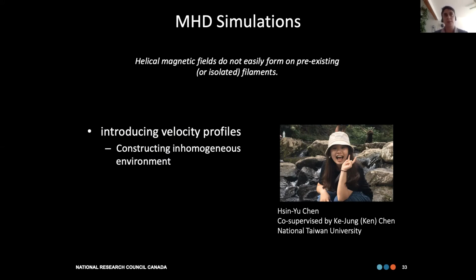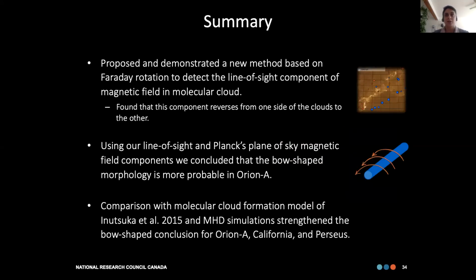And so far, with the simulations that we've had, we've concluded that it's not really easy to generate helical fields on an isolated filament or a pre-existing filament, specifically via rotation. And for the bowl-shaped morphology, the environment is responsible, so this study will actually be looking at the bowl-shaped morphology. So I think I sped up a bit.